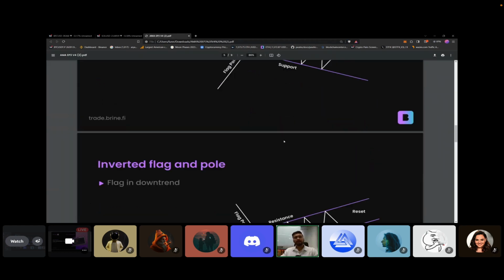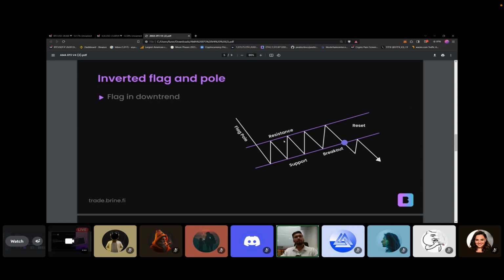Moving on to the next pattern, which is basically the bearish version of the flag and pole, which is the inverted flag and pole. Now, in this, what I want to see is a strong move on the downside. Then I want to see some consolidation. And remember, whenever we enter a consolidation, we want to see lower volumes than we had when the strong move was there on the downside. We want to see lower volumes.